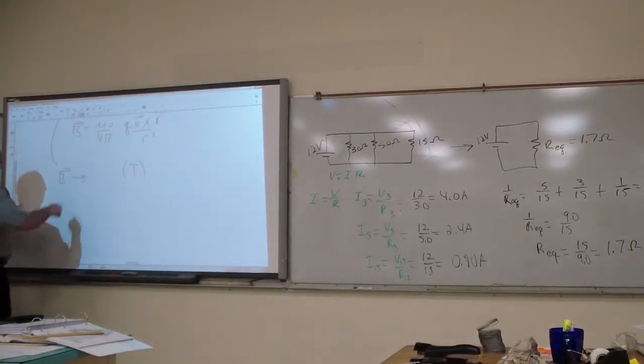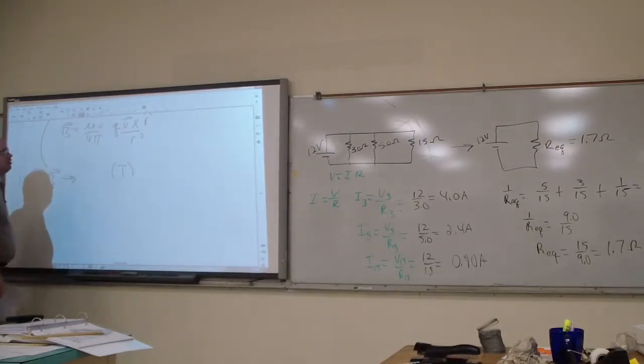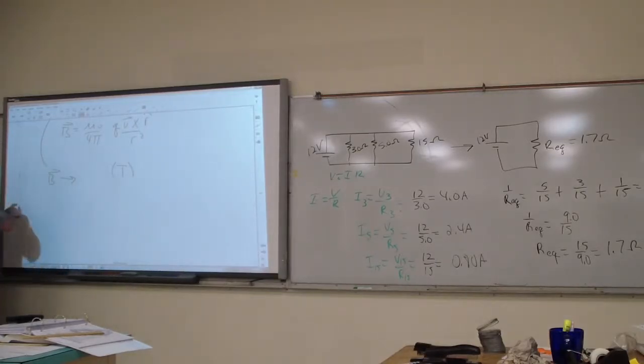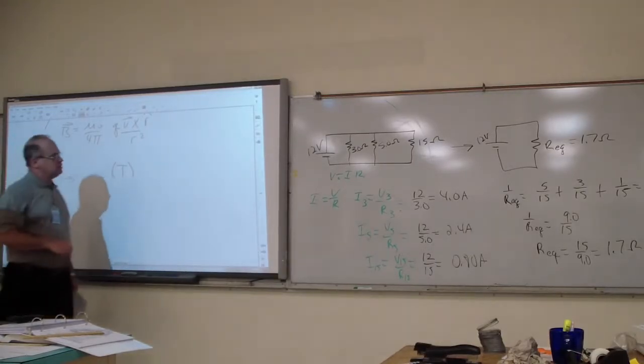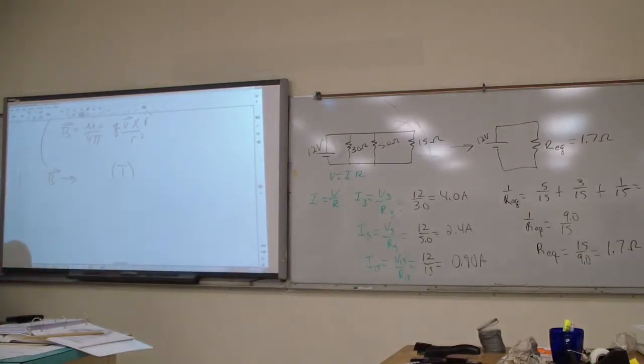And y'all know q is just your moving charge. Well, everything up there, you know. The only thing you might not know is that thing right there. What does that mean, by the way? What's mu sub O?